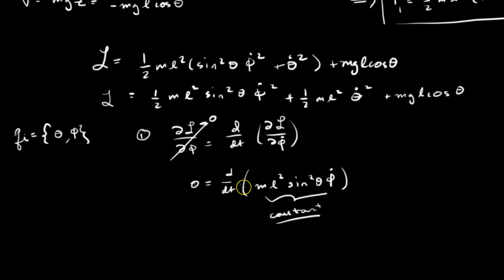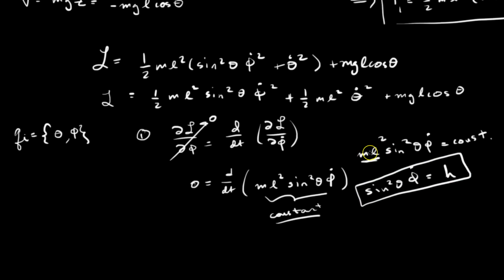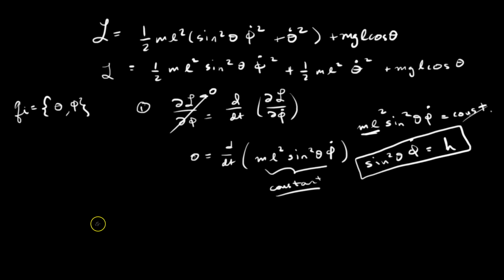Right? You can do that with everything whose derivative is 0. Why is that? If this is a constant, say this is 5, then the derivative of 5 is just 0. So that means that m L squared sine squared theta times phi dot is a constant. What do you want to call it? You can call it h. And m L squared is also a constant. So if we divide, we just get that sine squared theta phi dot is h. It's just a constant. Because we're dividing by a constant, we get rid of this constant. Okay, that's the first equation of motion. And then we have one more.